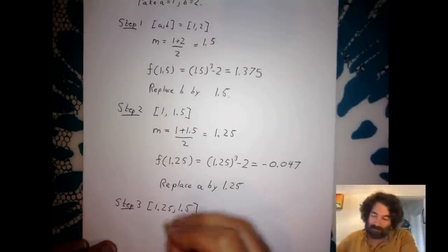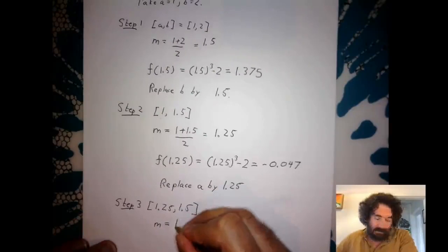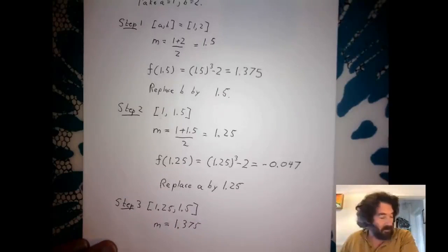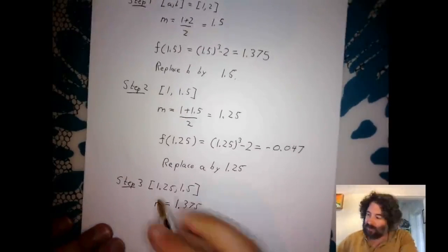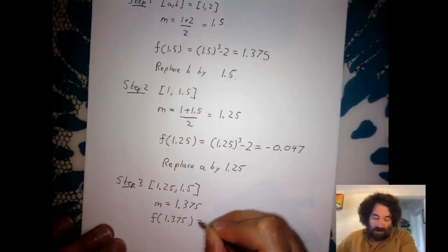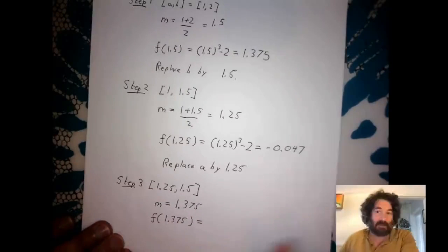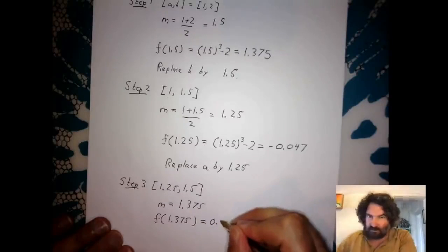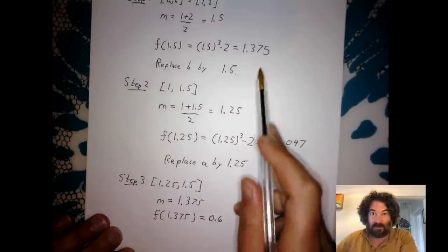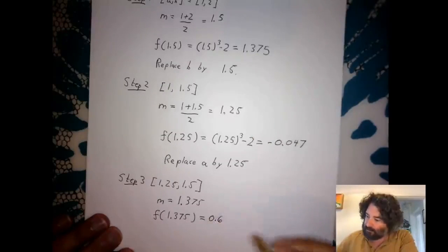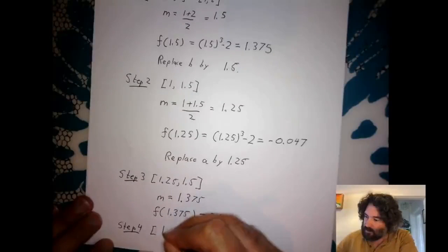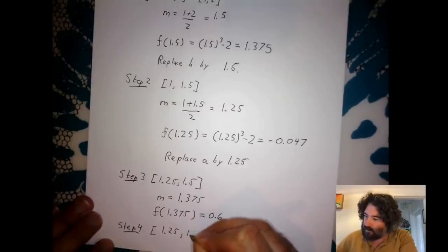You would find the midpoint. M is 1.25 plus 1.5 divided by 2, which is 1.375. The function evaluated at this midpoint, 1.375 cubed minus 2, is 0.6. And so we would replace the right-hand endpoint, 1.5, because that's where the function was positive, by 1.375. And so the next interval is 1.25 to 1.375.